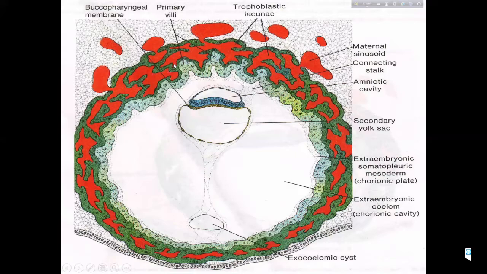So during day 13, the cytotrophoblasts proliferate and form cellular columns, 1, 2, 3, 4, near the embryonic pole. This one is the embryonic pole, as I told you. And this cytotrophoblastic column of cells is surrounded by syncytiotrophoblasts, and now we call it a primary villi.